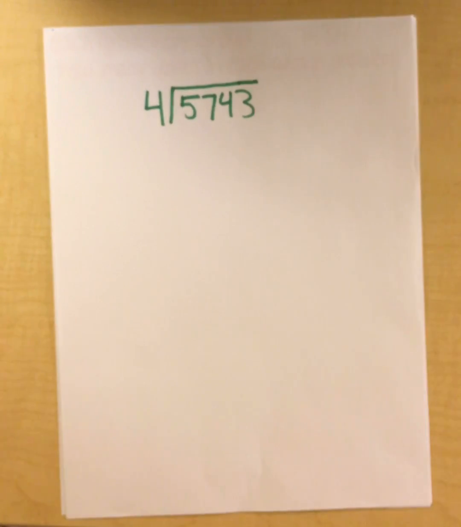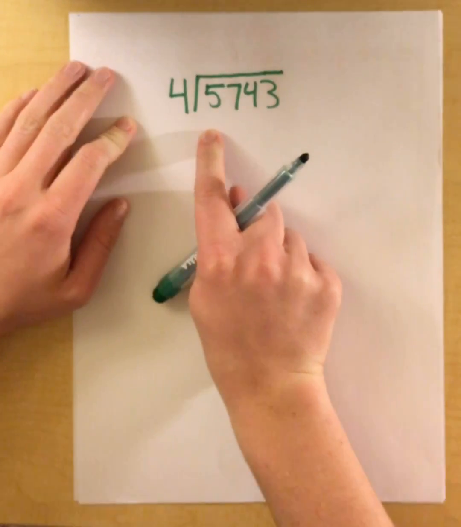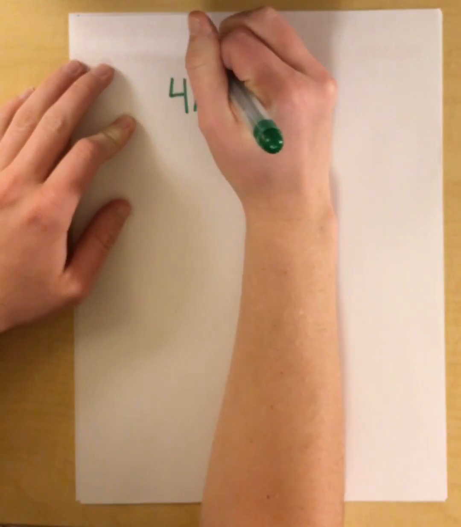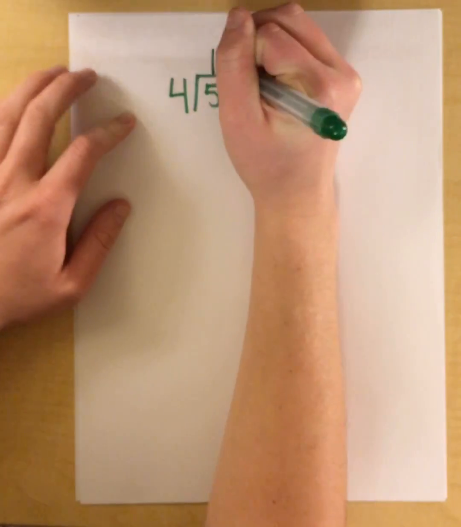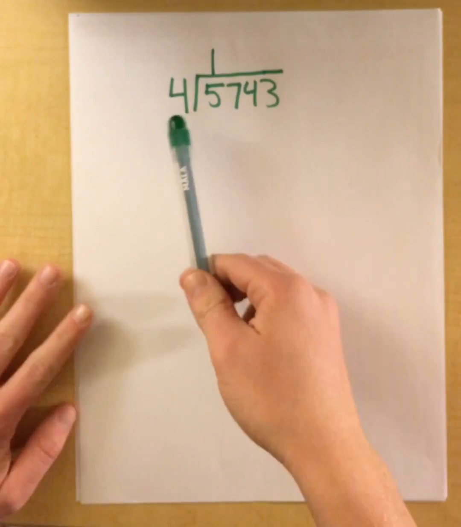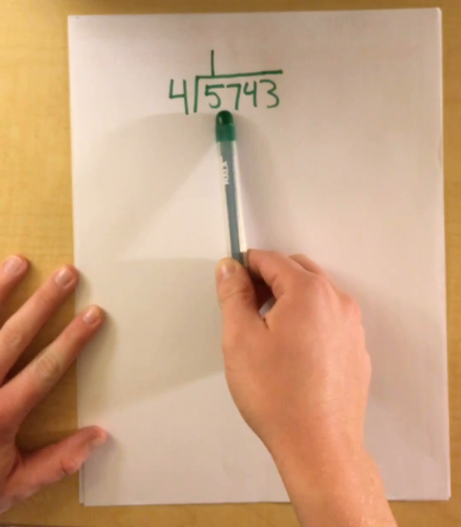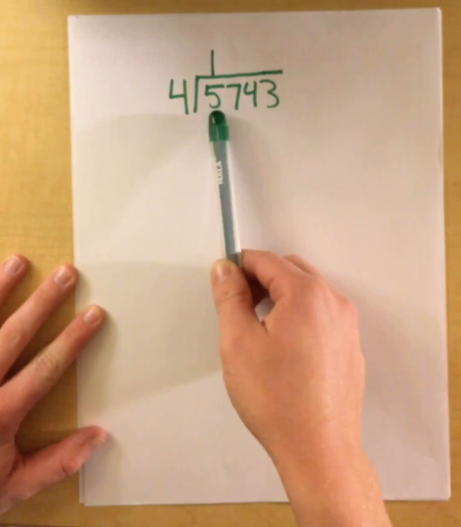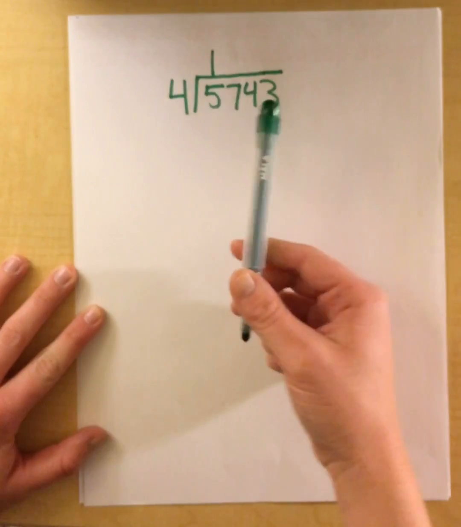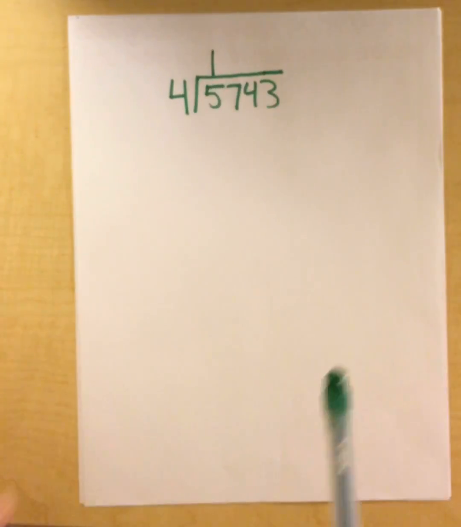And the first question we need to ask ourselves is, how many times can this 4 go into the 5? So we know that 4 can go into 5 one time. Now, what we're really saying is, how many times can this 4 go into 5,000? Because this is in the thousands place. So we know that 4 can go into 5,000 1,000 times.